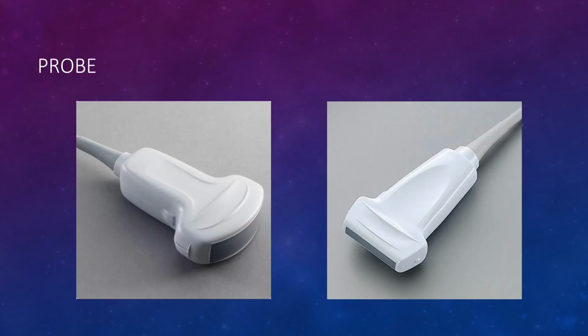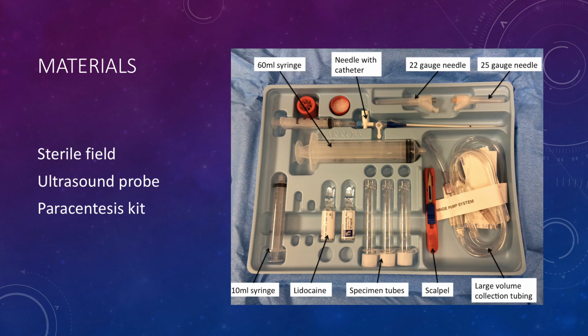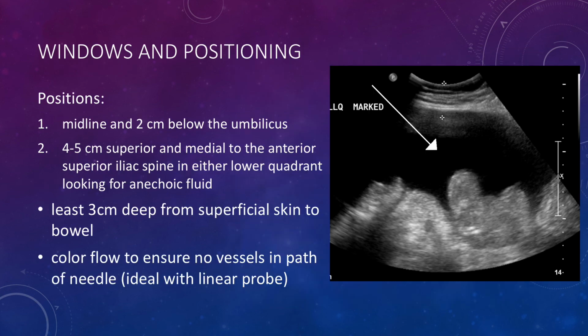Either of these probes can be used for this procedure, and you should find a paracentesis kit, although sometimes in our setting we do diagnostic paracentesis. Windows and positioning: one of the best positions is midline and about 2 centimeters underneath the umbilicus, or 4 to 5 centimeters superior and medial to the anterior superior iliac crest in either lower quadrant, looking for anechoic fluid. In this image, you can see all of the hypoechoic fluid for drainage.